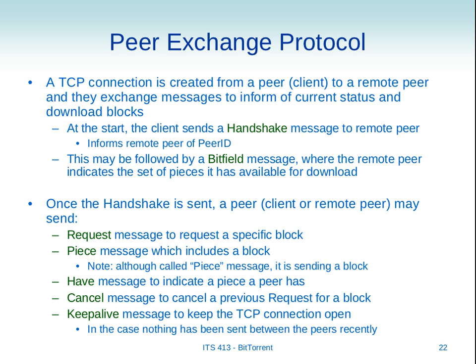So some of the messages sent, there's a handshake message at the start. As soon as the client peer contacts the remote peer, the client sends a handshake message. It lets the remote peer know of its ID. It just tells the remote peer who it is, the peer ID. It may be, and as often is, followed by another type of message called a bit field message. The remote peer tells the client the set of pieces it has available to download.